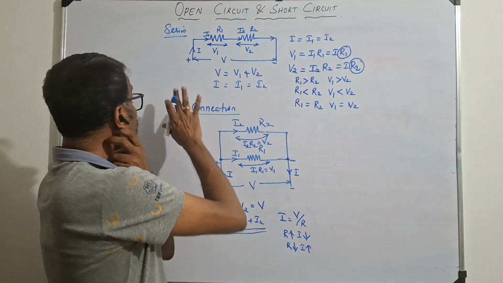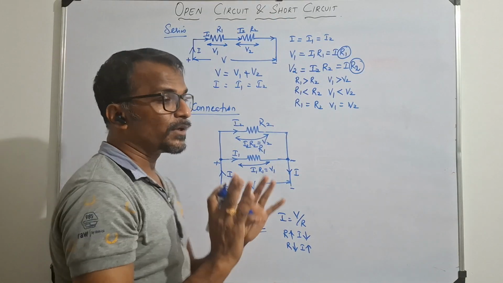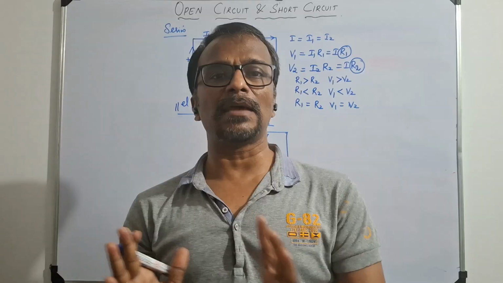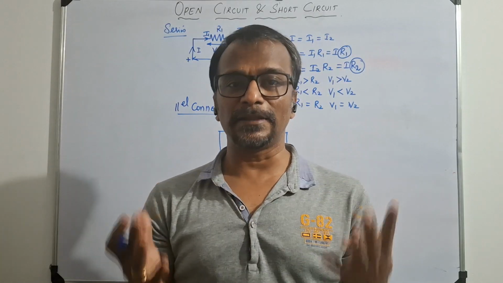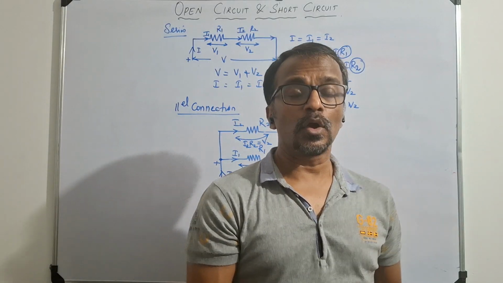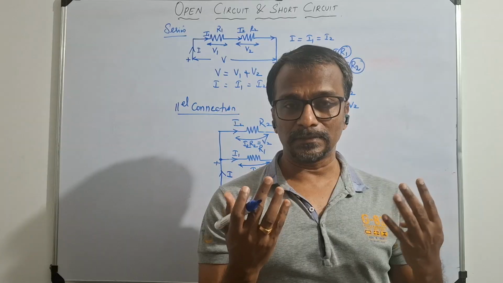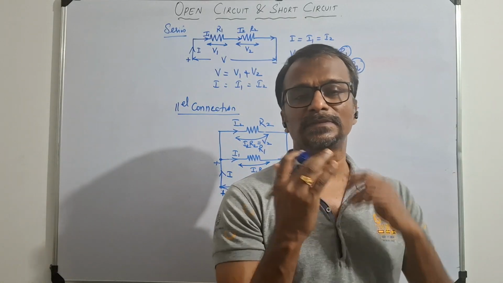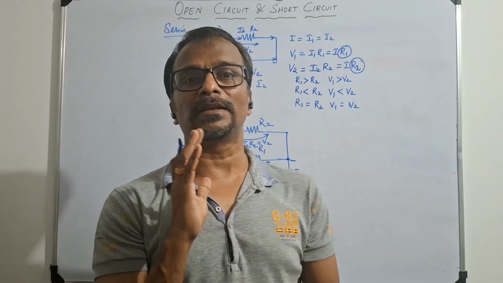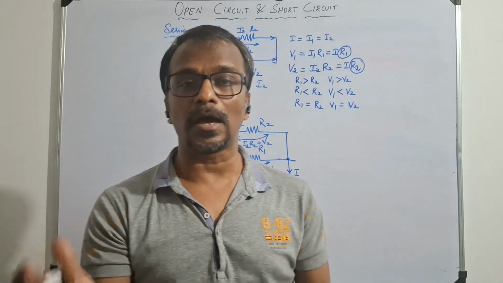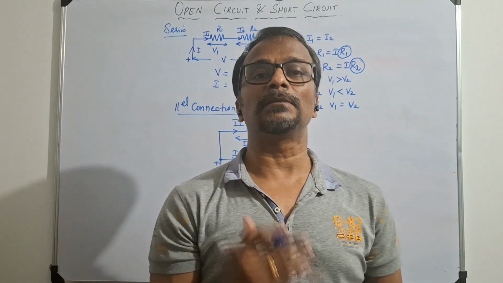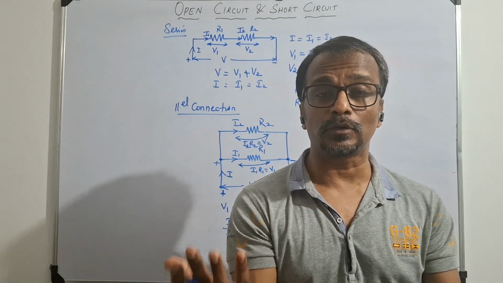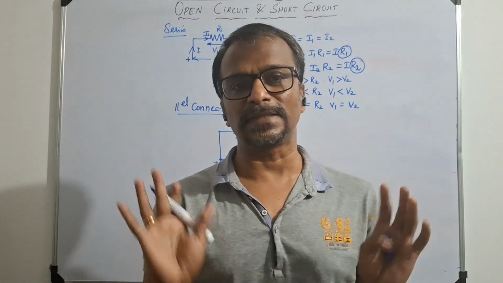So totally, we can conclude that in the open circuit, voltage is the same and current will be different. In the short circuit, current will be the same and voltage will be different. The voltage across the resistance R1 we write as V1 equal to I into R1, and V2 is nothing but I2 into R2. In the series connection, I1 is equal to I2 equal to I.